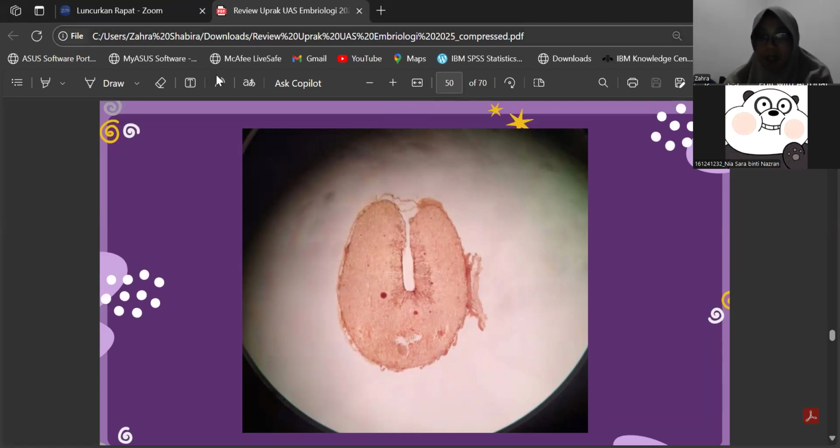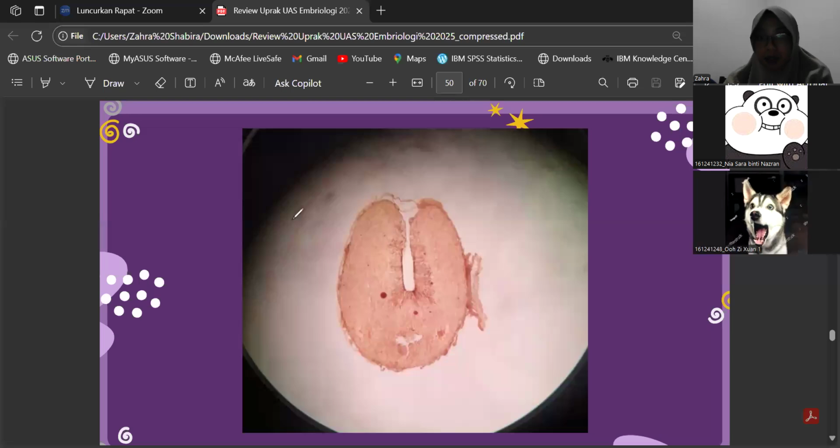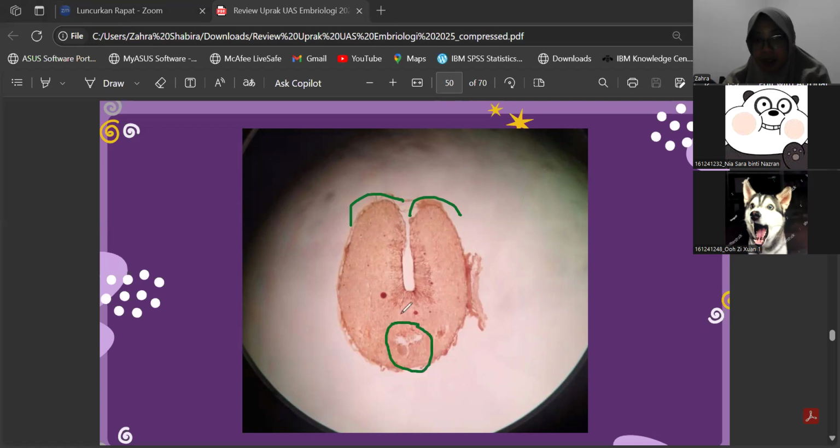If it is an early neural groove, the depth of the groove might still be only halfway. And this is also the neural fold, over here. This part is the archenteron. The notochord and the somite are not seen over here. So we can also say this one is mesoderm.